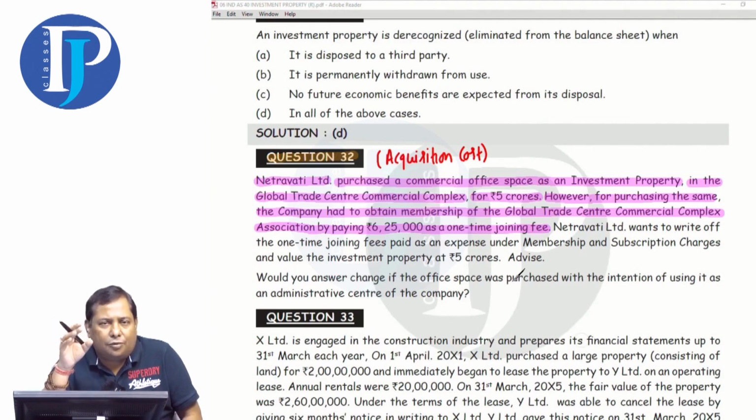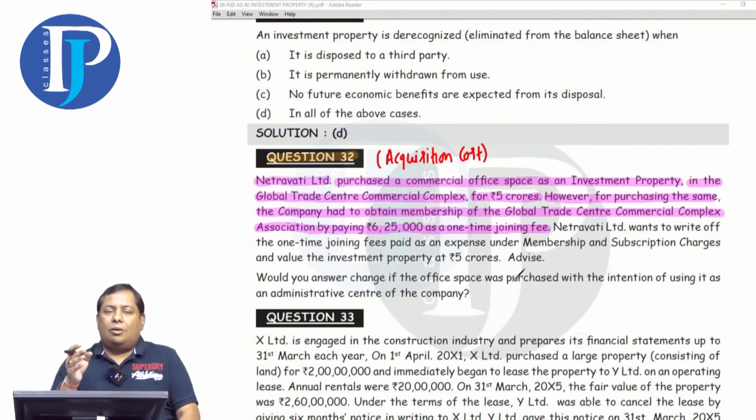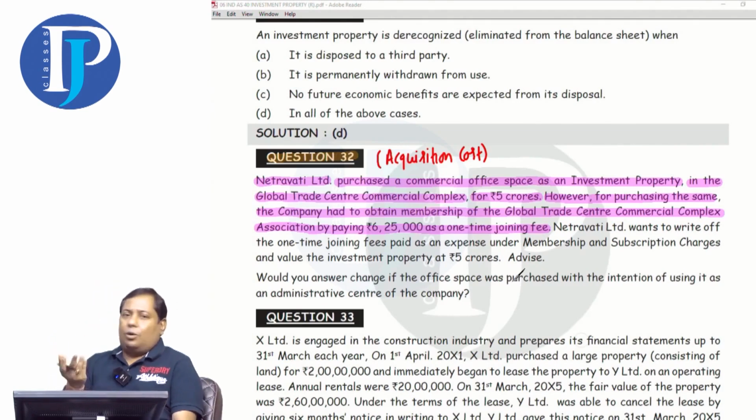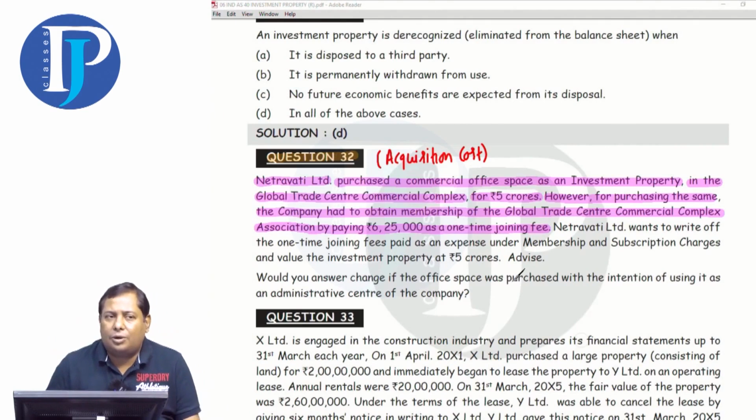So now this fee that you have submitted of 6,25,000, should we include this in the cost or not? If this is a lifetime fee and is related to the purchase, then it will be included in the cost. This isn't a day-to-day service, right? We are not providing any maintenance here.